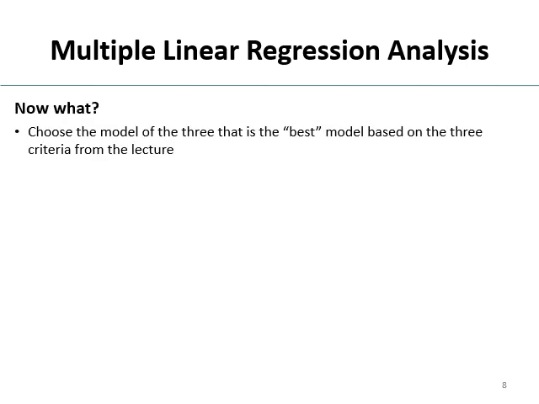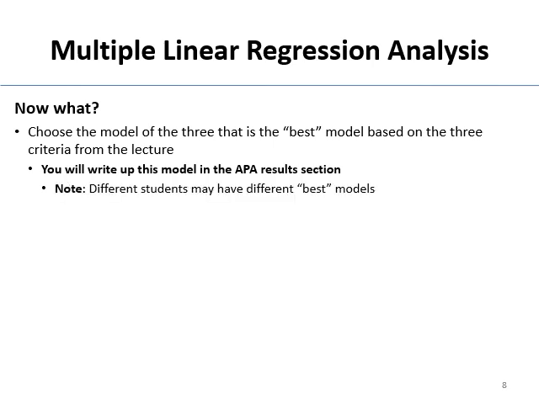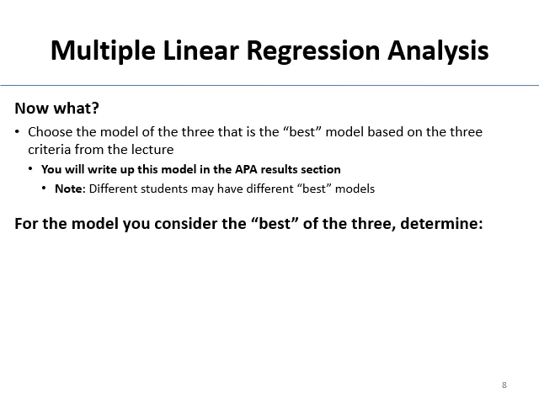So now what? Choose the model of the 3, really the 2, that you think is the best. You will write that model up in an APA results section. There is an example to help you do this that you can type over and whatnot. So note that different students may have different best models. So if you do compare your results to other students, make sure you're comparing the same model.